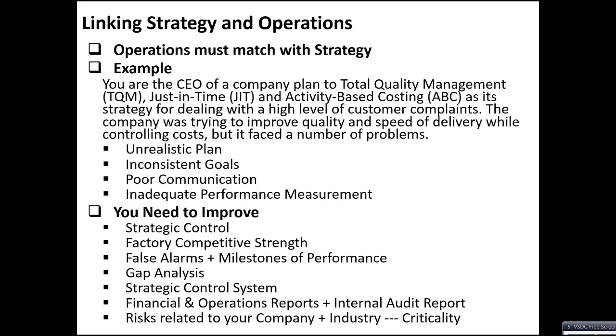Some examples are, let's suppose you are the CEO of a company, planning total quality management, just in time. You might have already studied in other papers what just in time is, that is, work at the right time, exactly on time. And quality management is how to improve the quality of your company's performance. And then activity based costing as well.